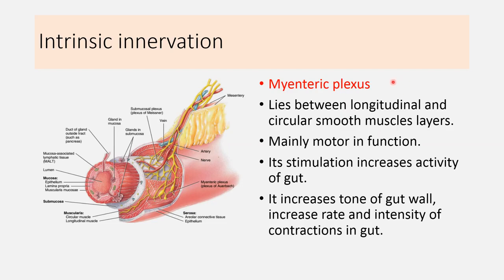Myenteric plexus lies between the longitudinal and circular smooth muscle layers. Here we can see the myenteric plexus, which is present between the longitudinal and circular smooth muscle layers. Its stimulation increases activity of the gut. It is mainly motor in function. It increases tone of the gut wall, and increases rate and intensity of contraction in the gut.